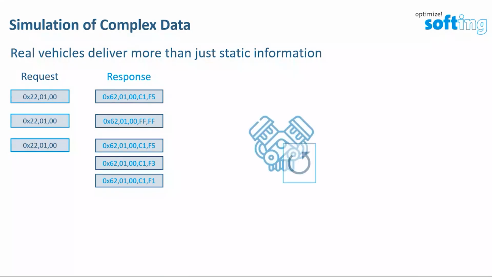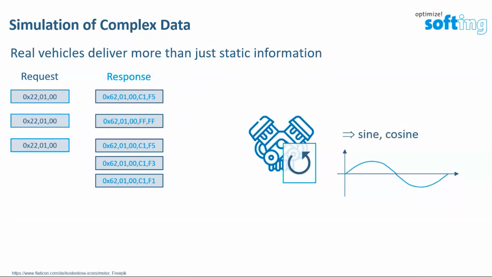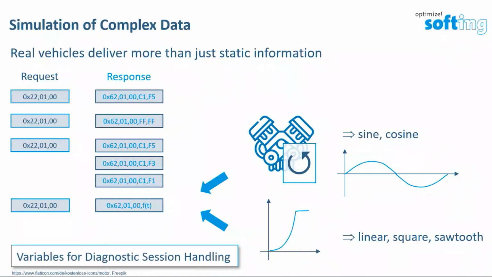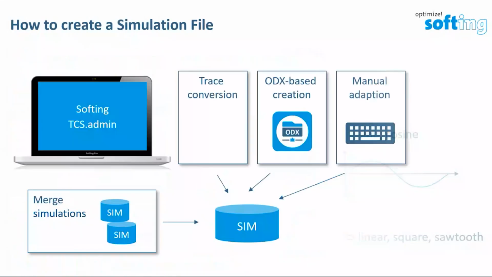And the third one is in a vehicle, we have many components with rotating parts. They usually can be described via sine and cosine functions, or we have raw values that are also characteristics of sensors, which are defined by linear or square approximation. And a change of voltage, for example, can be described in a sawtooth function too. So all these functions can also be incorporated into the response and thus be simulated. So we have variables for diagnostic session handling here.